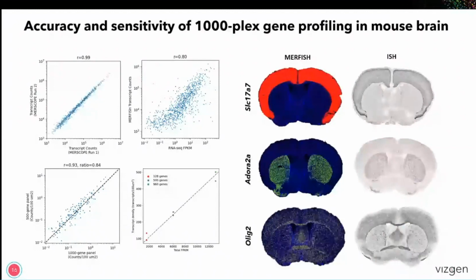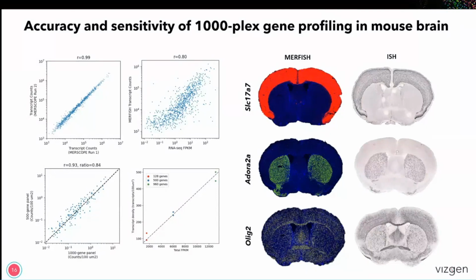To further test this, we plot the overall transcriptional density across different gene panel sizes from 140 to 1000. Here, the results show a good linear relationship across different gene panel sizes, also suggesting that the sensitivity of the 1000-plex gene panel is maintained compared to previous panels.